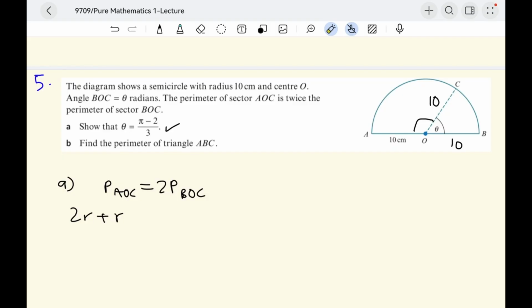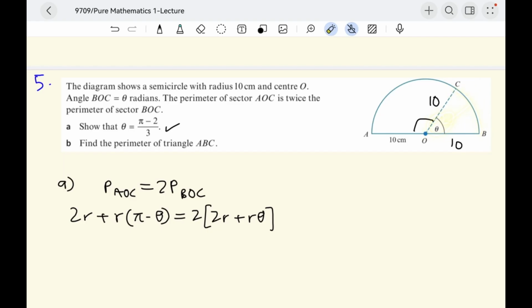Okay, so we need to convert it to radians. 180 degrees is pi radians, so this angle is pi minus theta. Of course it's in radians, which equals twice of the r plus r theta, which is twice the sum of these two radii and the arc length BC over here. So this time, the arc BC is dependent on theta.